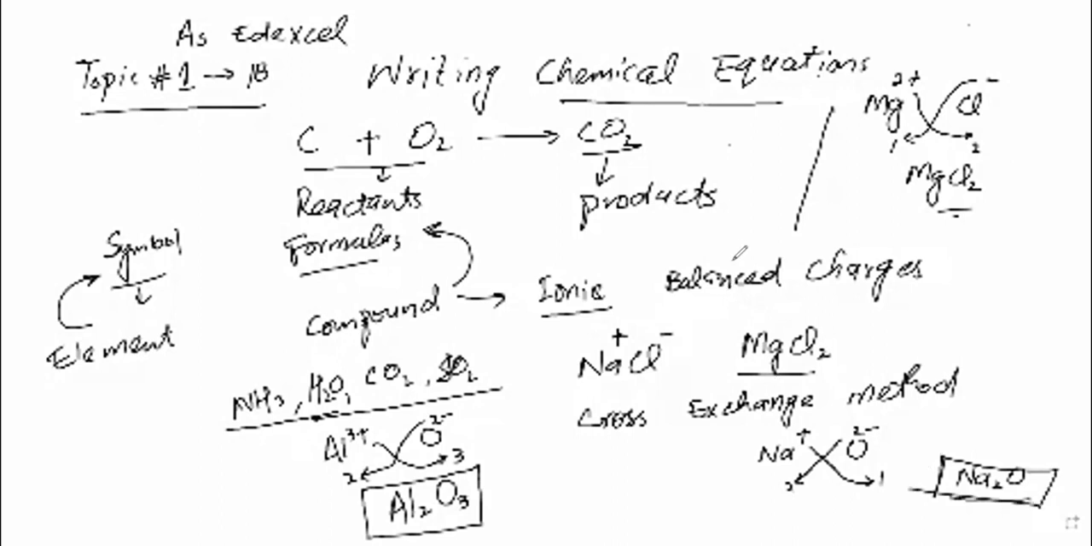Is it clear? So, what we are studying is that for writing the equation, we need to know the formulas and the symbols. Symbols are given in the periodic table, okay. So we can take them from there, and the formulas then we can work out like this.